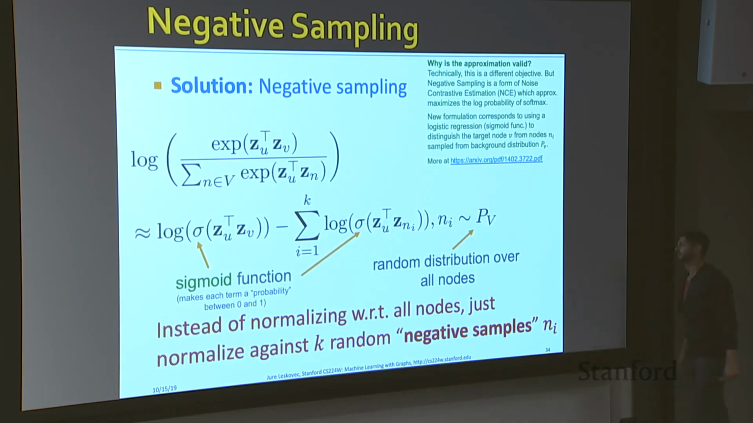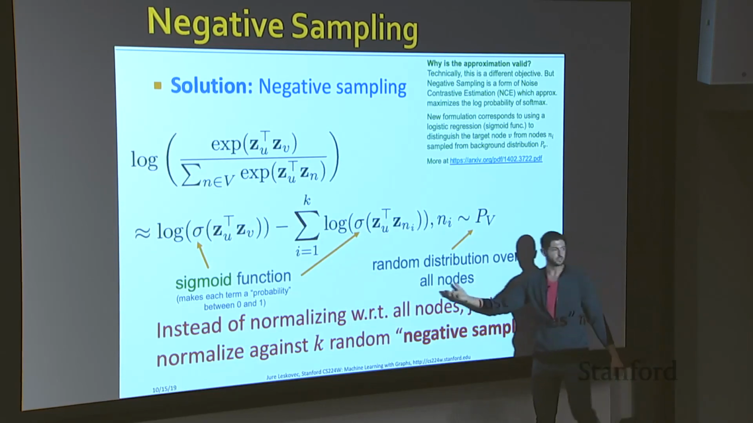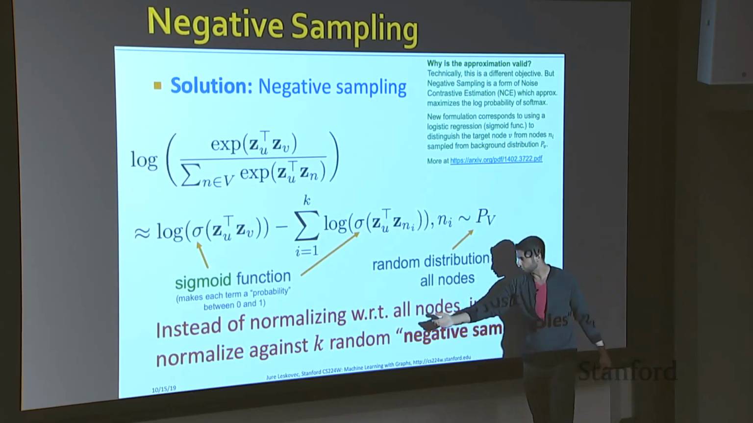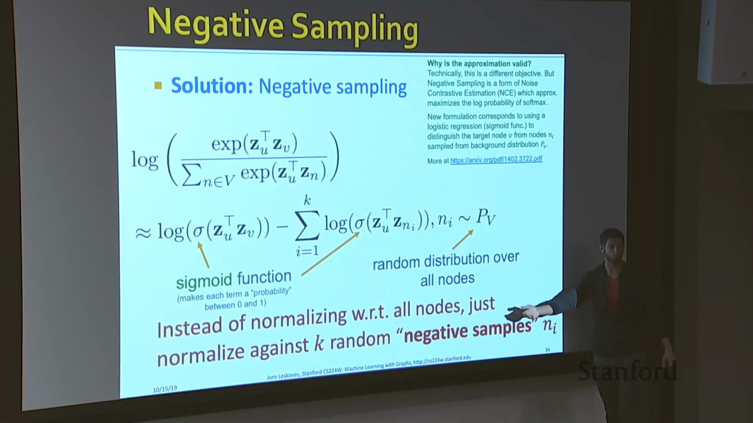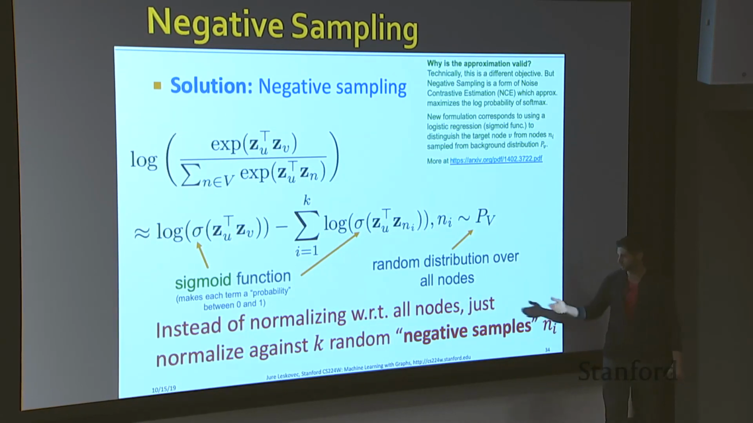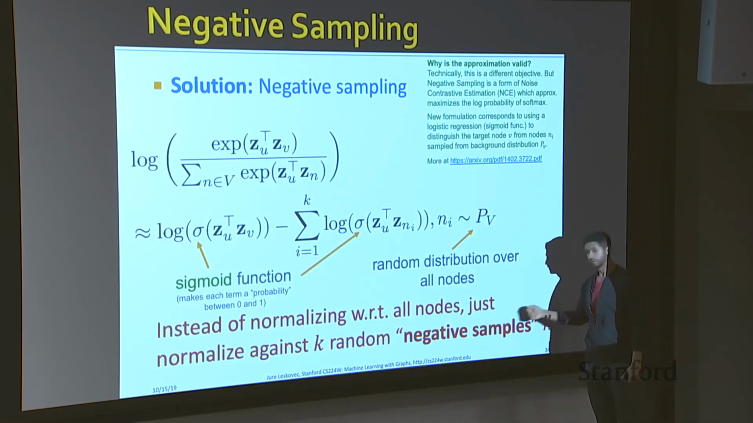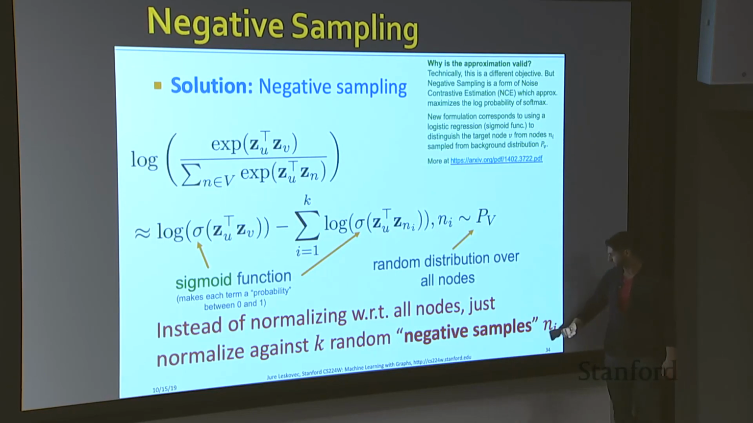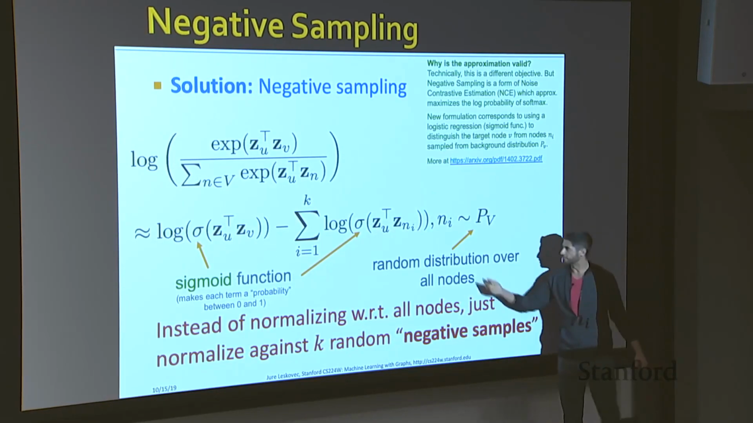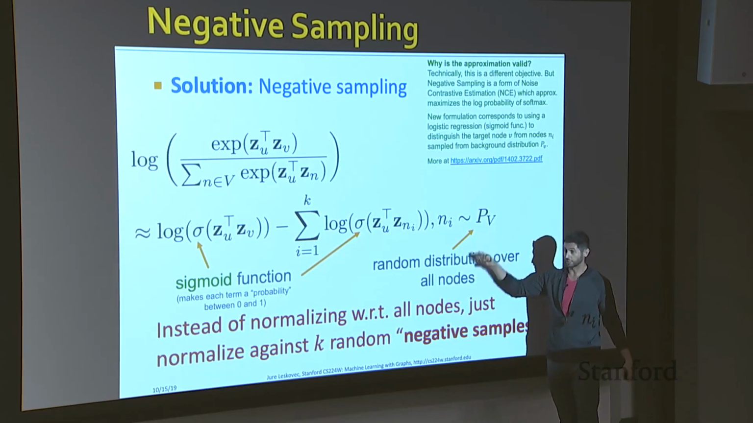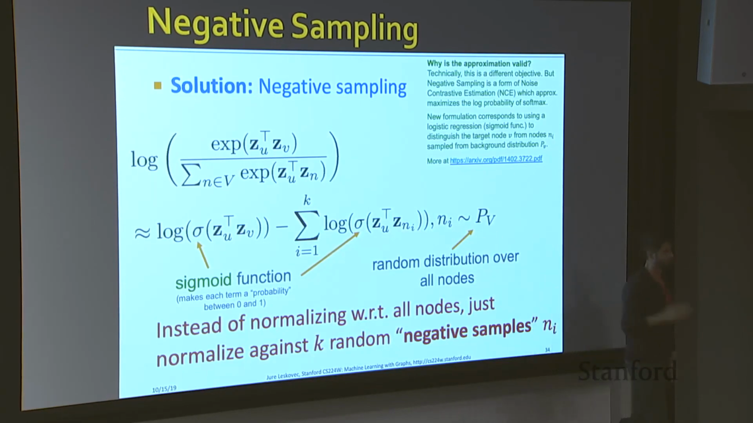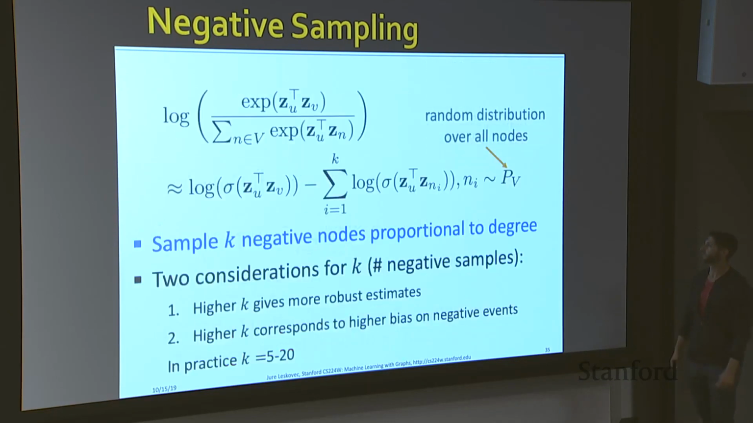Okay. So the key takeaway from here is that instead of normalizing with regard to all the nodes in our graph, we're just normalizing against k random negative samples, okay? And this has been shown to work very well in practice, and it basically takes all our techniques from quadratic in cost to linear, all right? So it's a very desirable property.